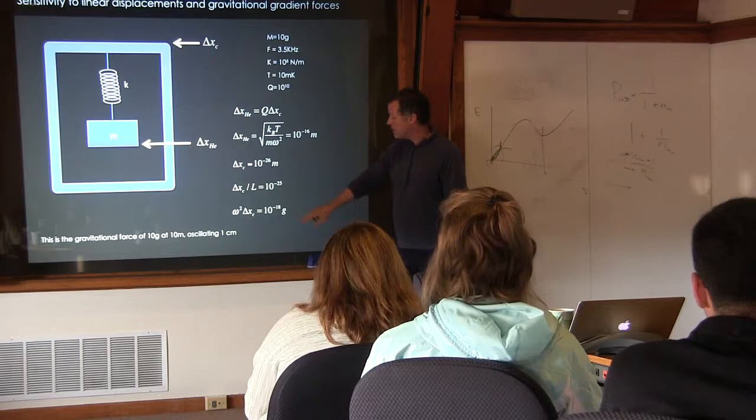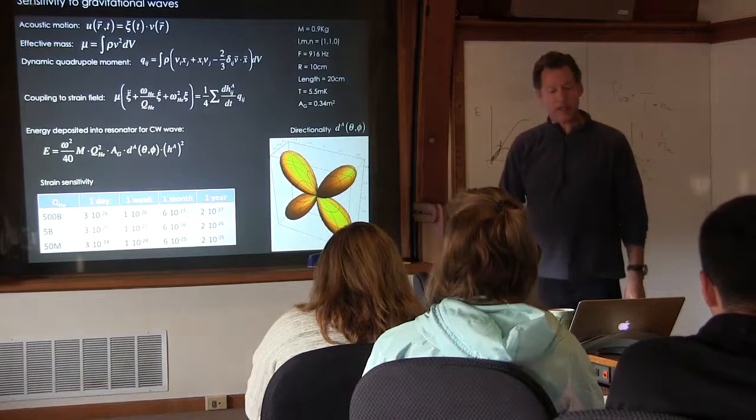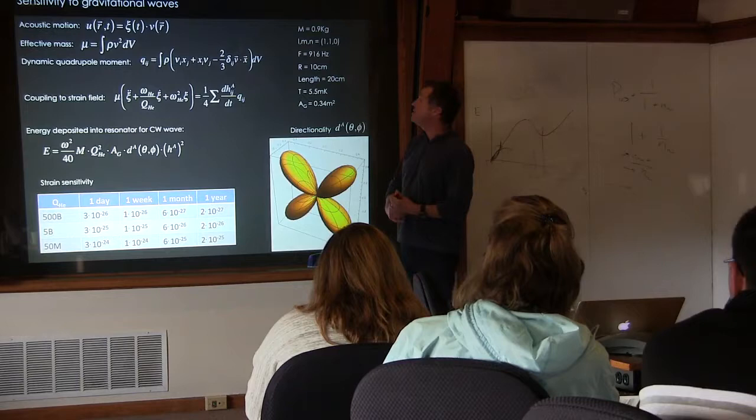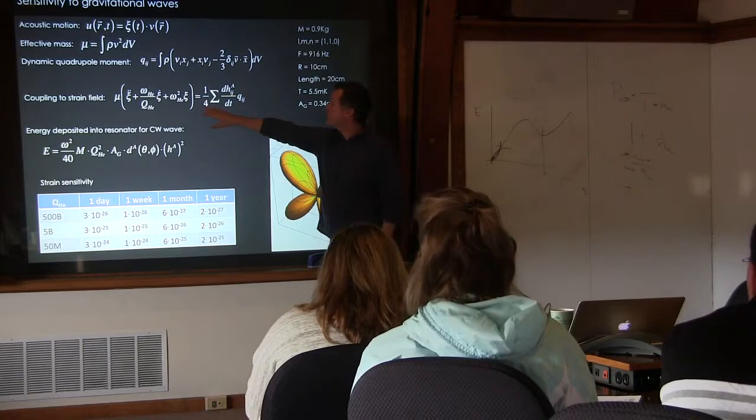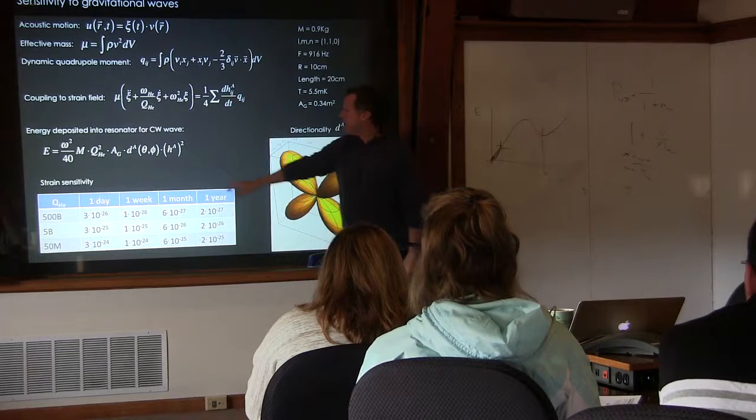minus 18 Gs. So over the summer, I've gone through more precise calculations of strain sensitivity, going back into the old literature of gravity waves and figuring out the quadrupole moment of the superfluid, how it couples to a strain field. You know, here's the strain field from a gravity wave, this is the quadrupole moments here, and then how much energy gets deposited into the superfluid resonator.